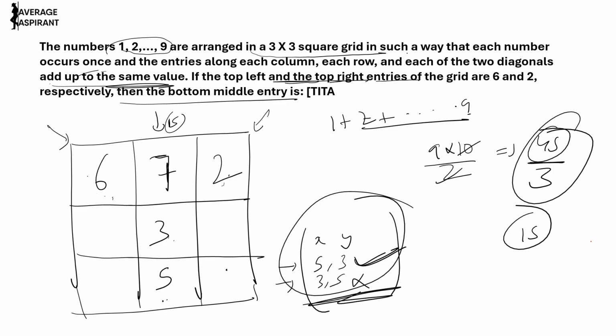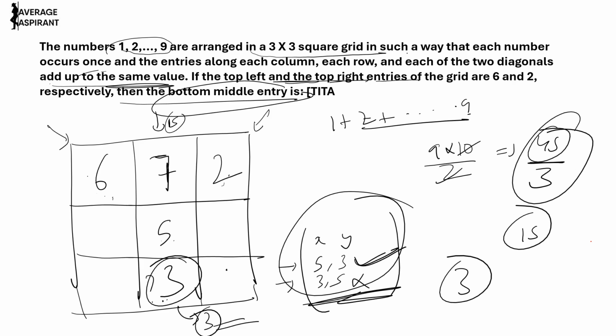So our solution is 5, 3. So the bottom middle entry, this question mark, is 3. So our answer is 3. Because it is a TITA question, you need to type in 3. I hope you guys got it.